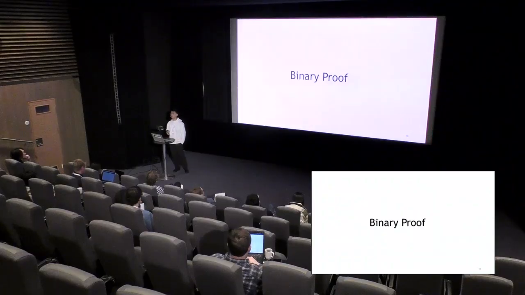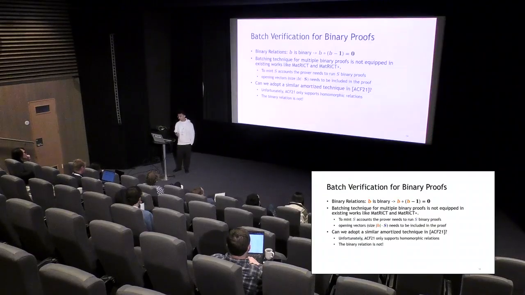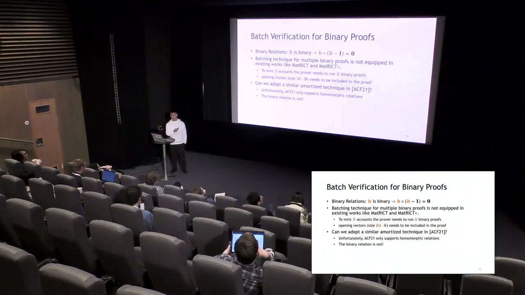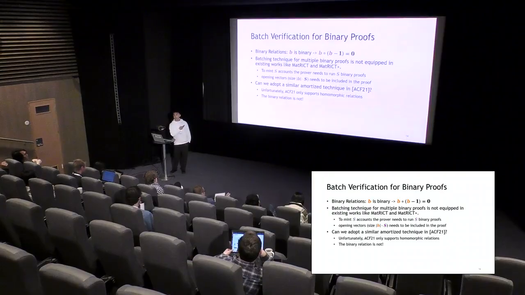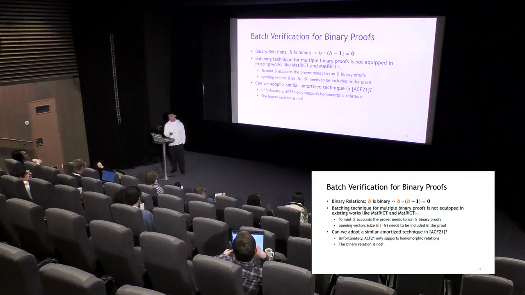So we start from the first part, the binary proofs. Okay, a binary relation is that the vector B should be binary. This can be reduced to an equation, which is a Hadamard product between the binary vector B and the vector B minus the vector 1, and it should equal a vector of 0.